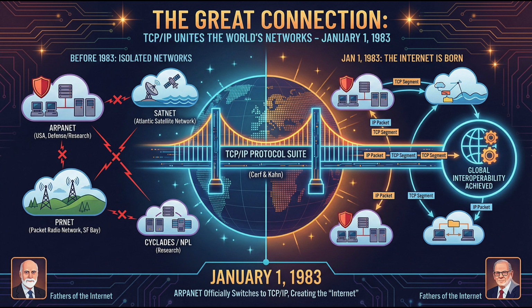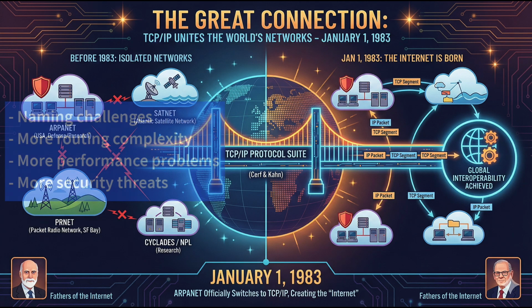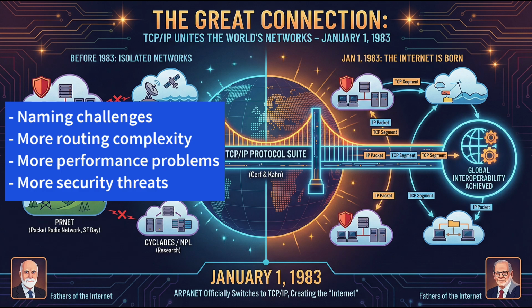This is another why protocols evolve theme. Once a protocol becomes infrastructure, it attracts new users, and those new users bring new requirements. More sites mean more naming challenges, more routing complexity, more performance problems, and eventually more security threats.